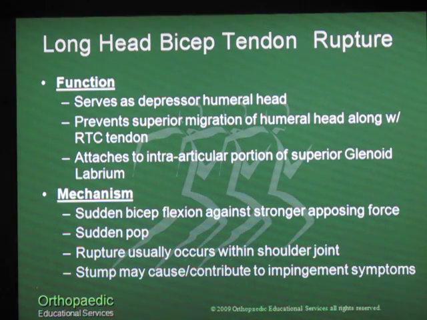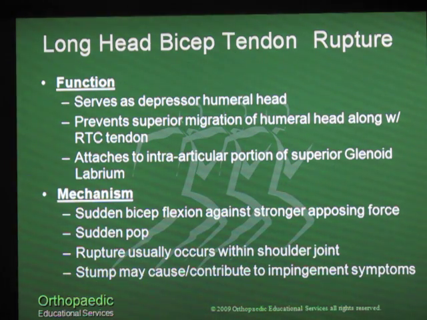Mechanism of injury is usually a sudden forceful biceps flexion against a stronger opposing force that causes an extension type mechanism to the elbow. There's usually a sudden pop or a tearing type sensation that people will locate either to the anterior shoulder or the feeling of that tearing occurring in the shoulder joint itself.